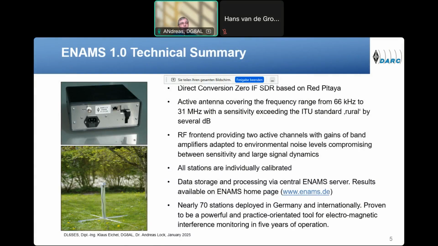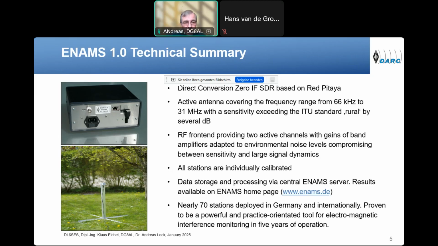So, a short technical summary for ENAMS 1.0, the first generation of the ENAMS receivers. So it's a direct conversion SDR with zero intermediate frequency based on the Red Pitaya. So it has an active antenna covering the frequency range from 66 kilohertz to 31 megahertz, and the sensitivity of this antenna is always below the ITU standard rule by several dB.